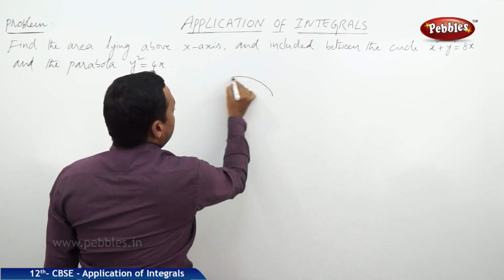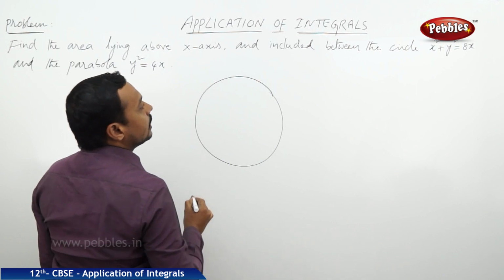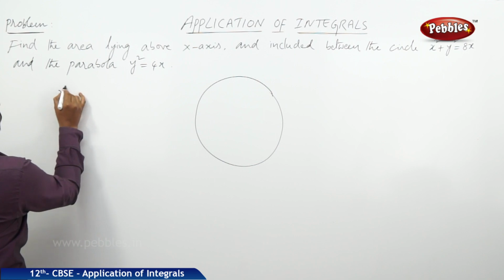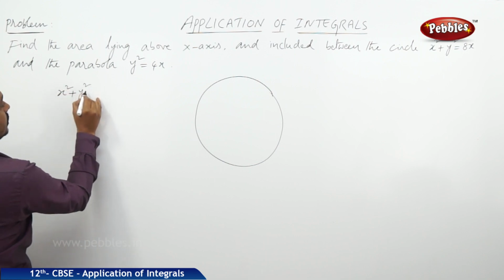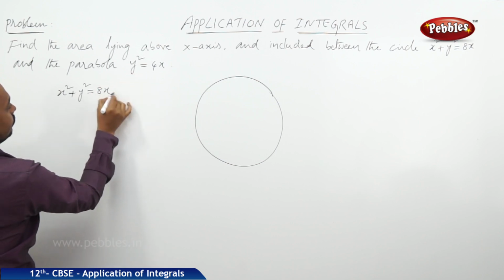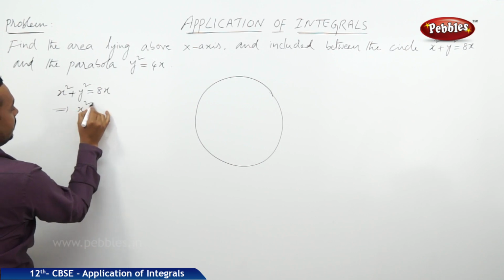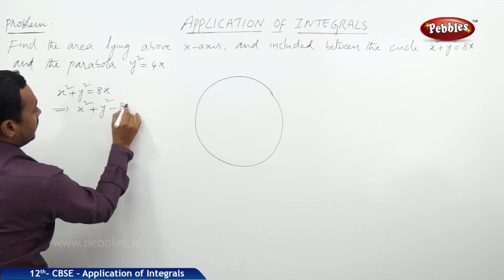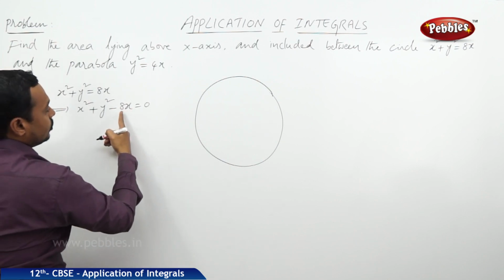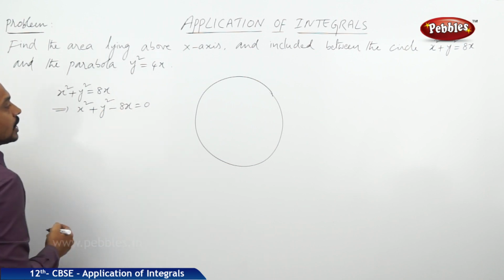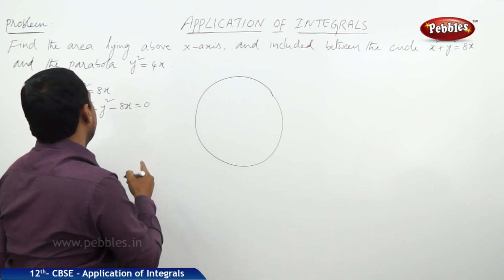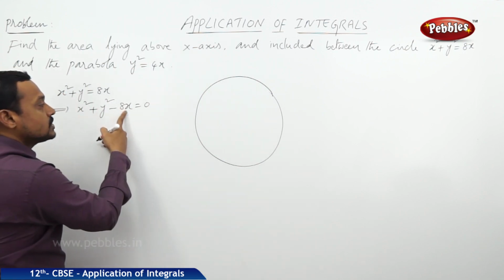Now let us take one circle like this, and the circle equation is x square plus y square is equal to 8x. Now this implies x square plus y square minus 8x is equal to 0. Now here the center of the circle is 4, 0. It is on the x-axis. And as you see, the circle passes through origin.